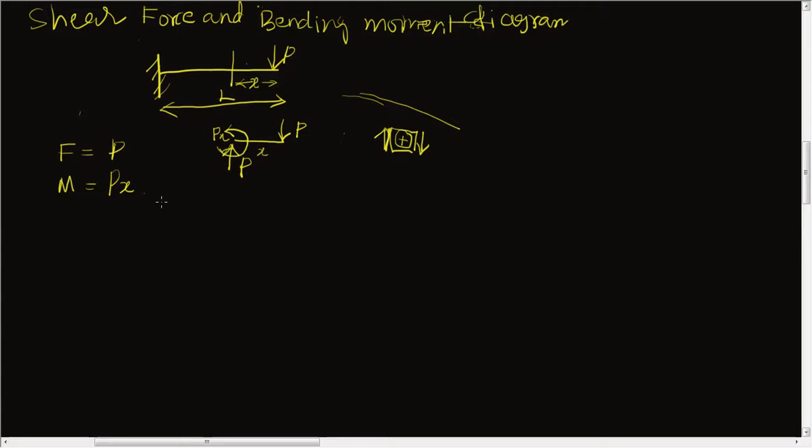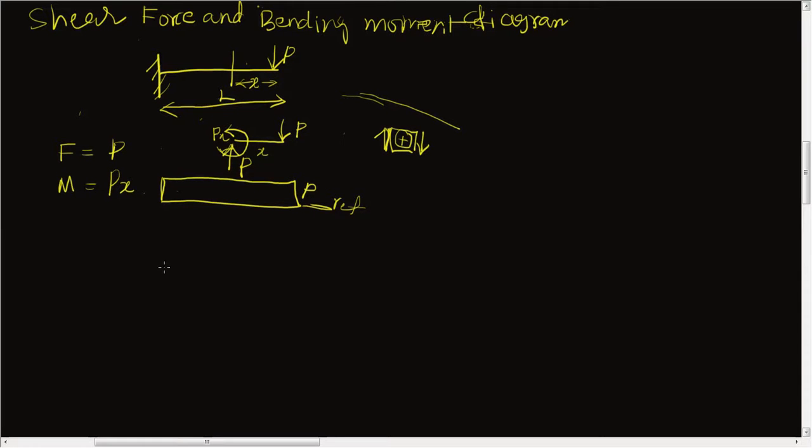So if this is the reference line, our shear force diagram must be like this, constant over the length of the beam, because the shear force is not varying with respect to x, it is not a function of x. This is P. This is our reference line.